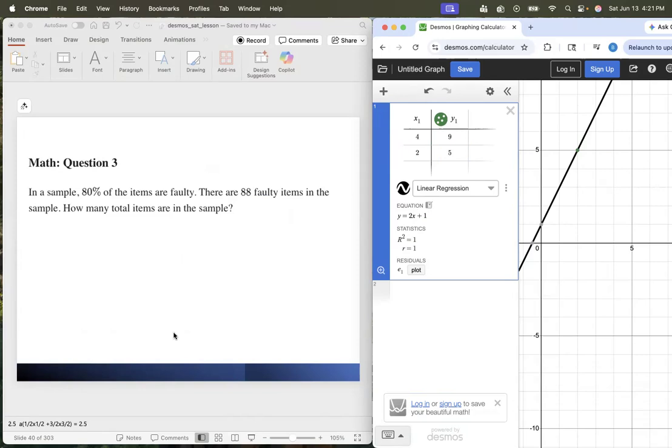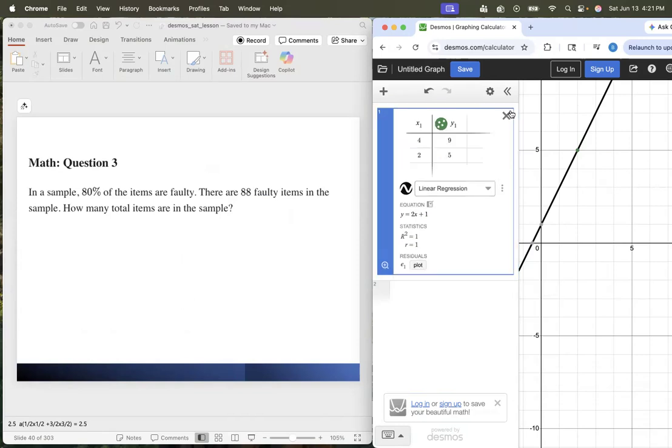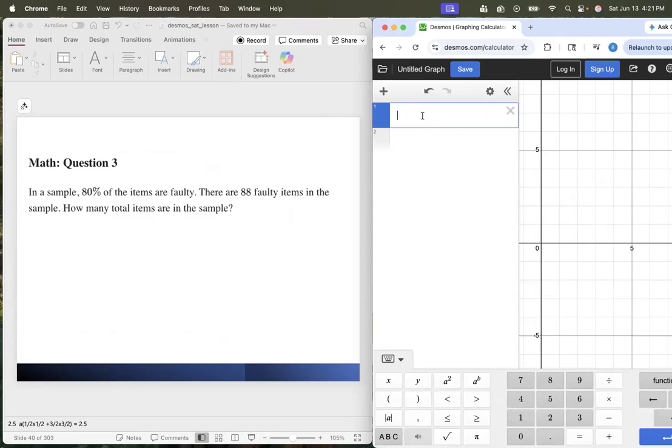In a sample, 80% of the items are 40. This is another Desmos question, right? There are 88, 40 items in the sample. How many total items are in the sample? Think about it. Think about how you're going to set it up. Like the way I did the X1 with the percentage, the same thing. I don't know X, right? I would say X1, right?